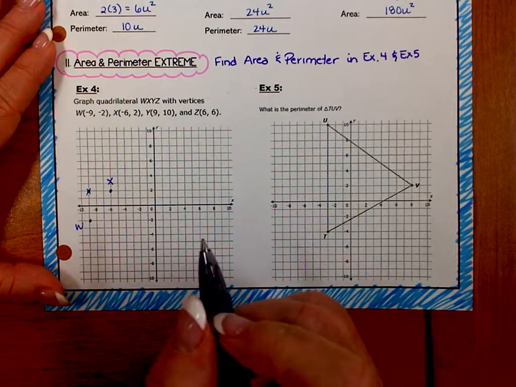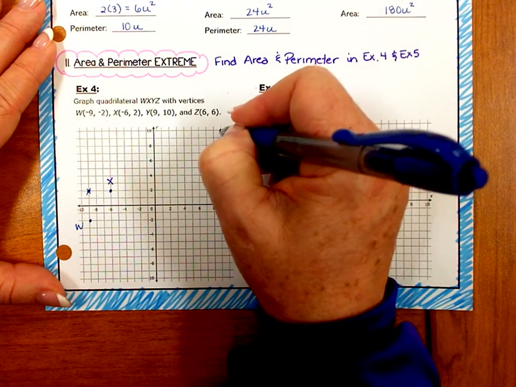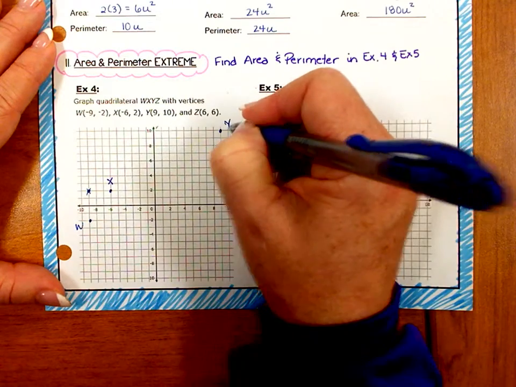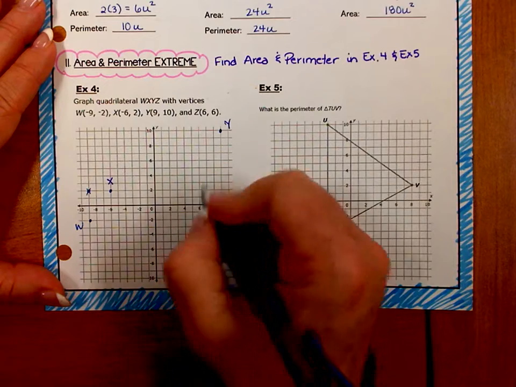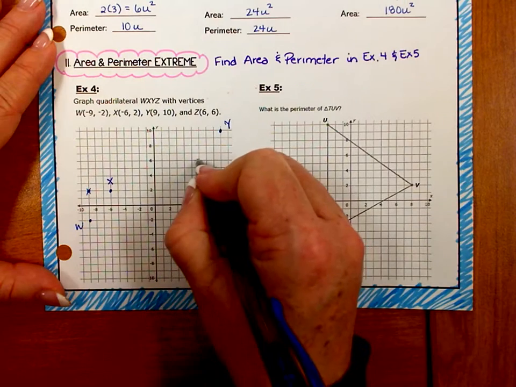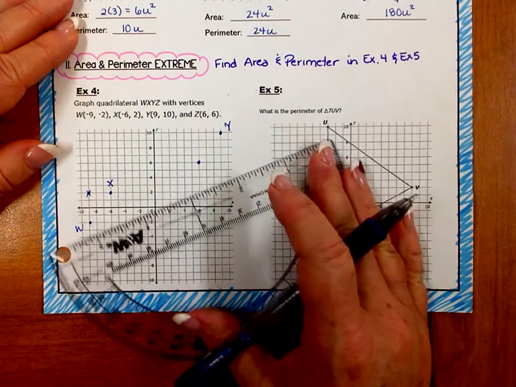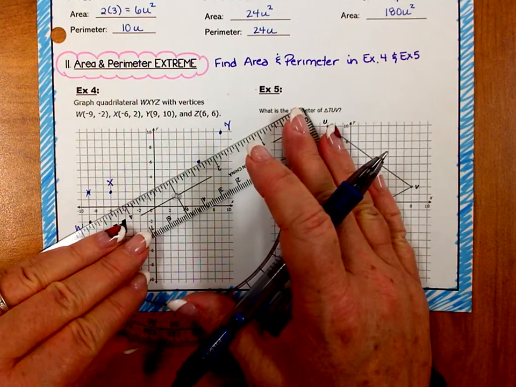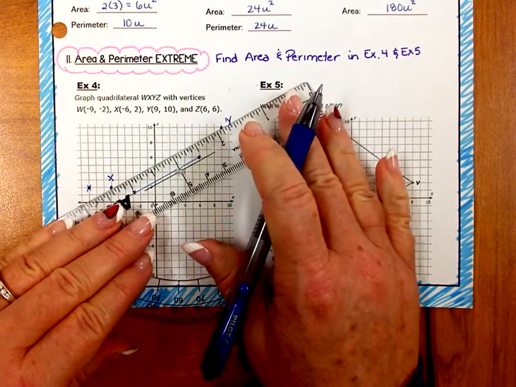And then Y is at 9 to the right and up 10. 9 to the right and up 10, so right there. That's going to be Y. And Z is at 6, 6. So right 6 and up 6. Okay, so it looks like we have a parallelogram here. Let's go ahead and connect the points.